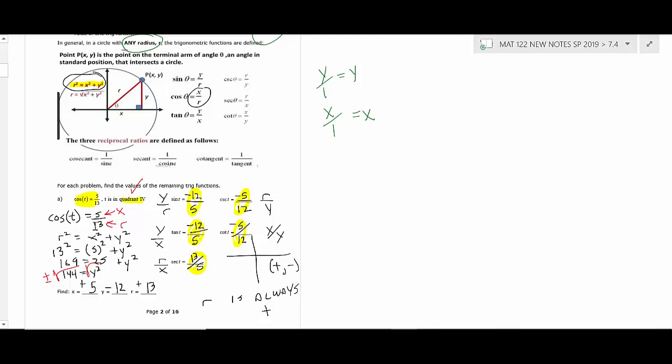Again, when you see a problem like this, the whole focus should be, I need to find x, y, and r. And I need to know if x and y are positive or negative. If you do that, you use your definitions, then you get your answers pretty easily.